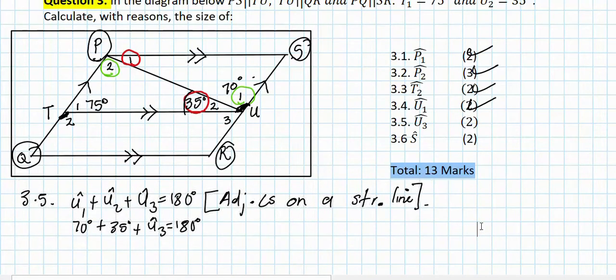Here, right there. So we are saying U1 plus U2 plus U3 is equals to 180 degrees. And then we said U1 is 70 degrees, U2 is 35 degrees, and we are looking for U3. So quickly, let's do that.